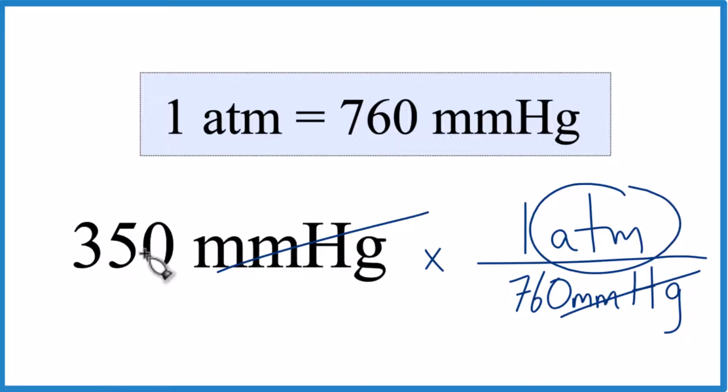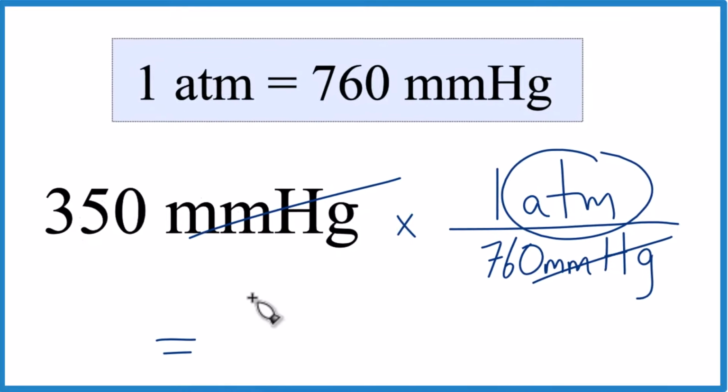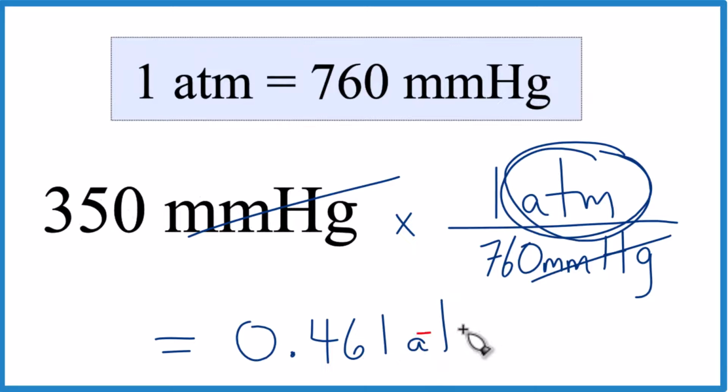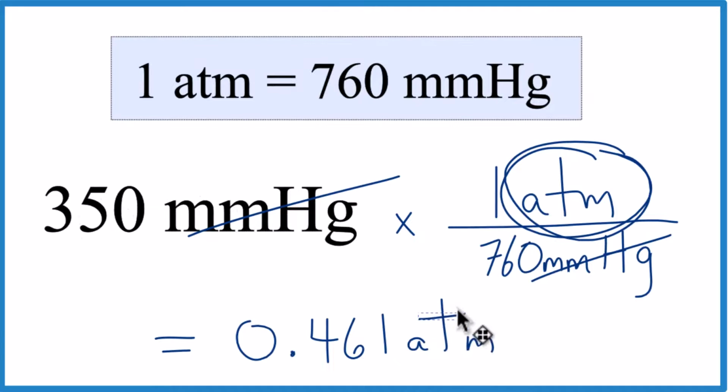So 350 divided by 760 equals 0.4605. So let's call it 0.461. The units are going to be atmospheres. That's all that's left up there. And that's how we know that we did this correctly, because our units worked out. So that's it. That's how you convert 350 millimeters of mercury to atmospheres.